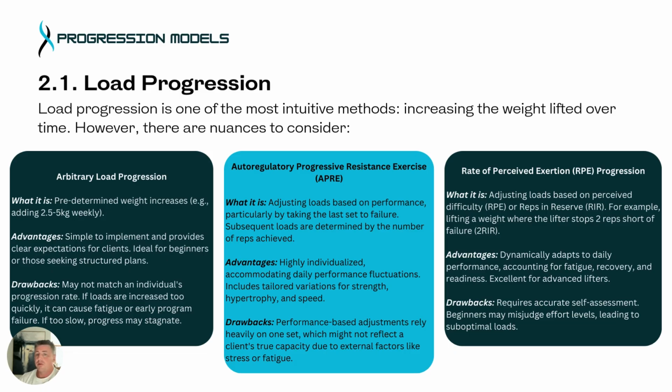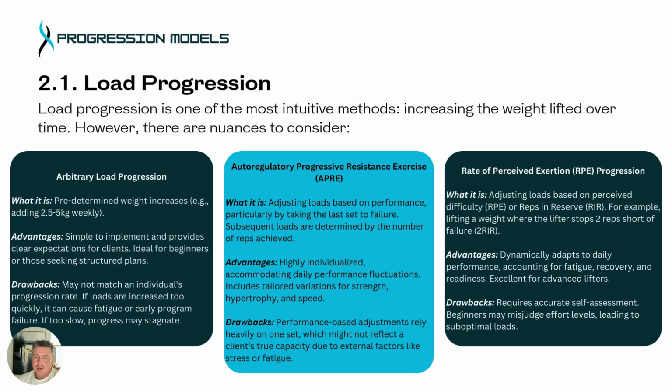Now, autoregulatory progressive resistance exercise, or APRE, is adjusting loads based on performance, particularly by taking the last set to failure. So your subsequent loads are determined by the number of reps achieved. It can be highly individualized, incorporate daily performance fluctuations, but it relies on one set, which doesn't really give you a whole bunch of stuff to work with there. So I generally tend to avoid this as well in most scenarios.